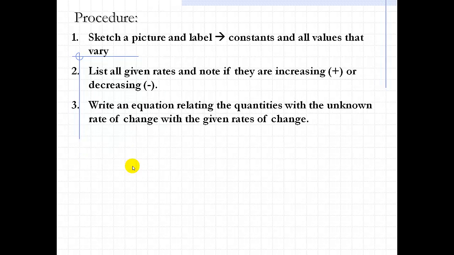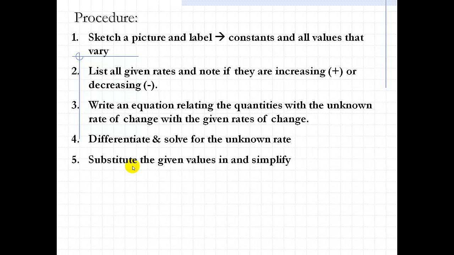Then you're going to write an equation that relates them together, relating the quantities with the unknown rates of change with the other rates of change that we do know. Then you're going to differentiate, and almost always that's going to be implicit differentiation, and solve for the unknown rate. And finally, and only finally, do you substitute numbers in for the given values and simplify.